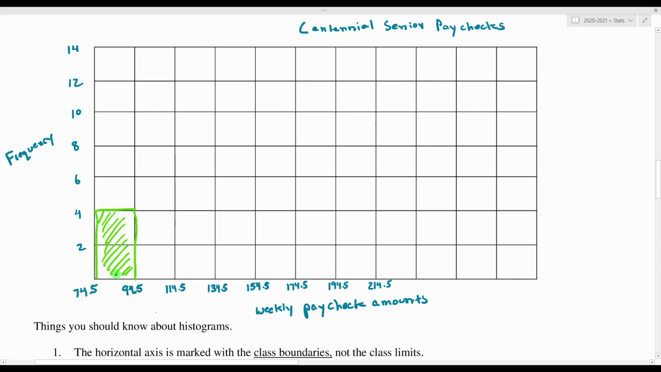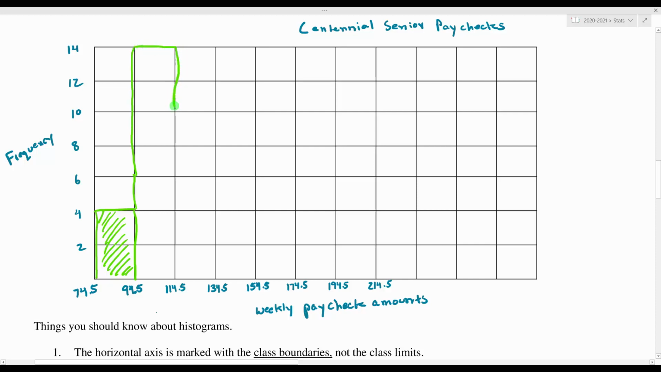If you were making this for a professional presentation, you would make this with rulers and make it all nice and straight. In fact, you'd probably use a computer software program to help you make this histogram so it's nice and perfect. But I'm showing you how it's built from scratch. So the next class, going from 95 to 115, had 14 paychecks in between those two values. So we have a bar here, and like I said, I'm drawing this by hand, so it's going to be a little sloppy. That's okay.